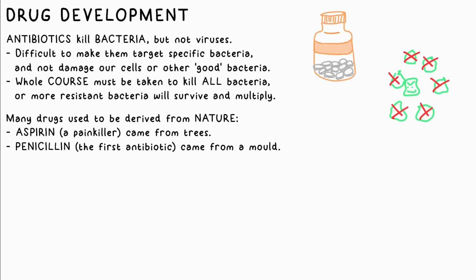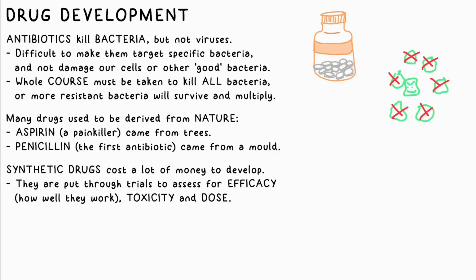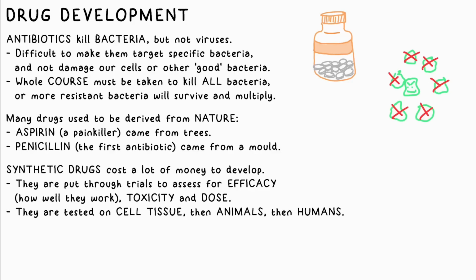Drugs used to be extracted from plants and other organisms. For example, aspirin comes from willow trees, penicillin from a mold. Now, synthesizing drugs is one of the biggest industries on the planet. They have to be trialed to see how effective they are and to check for side effects. First, we do lab trials on cell tissue, then trials on animals.